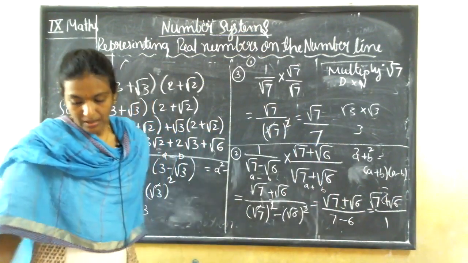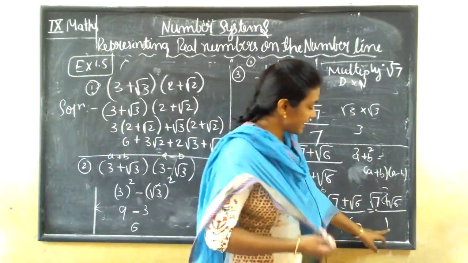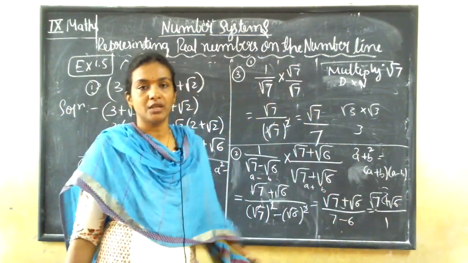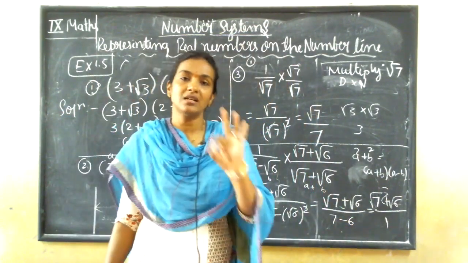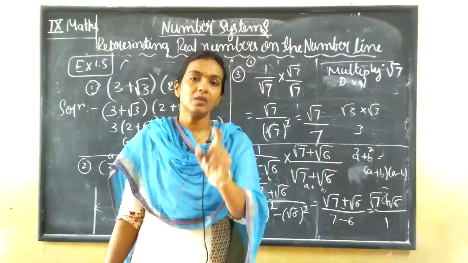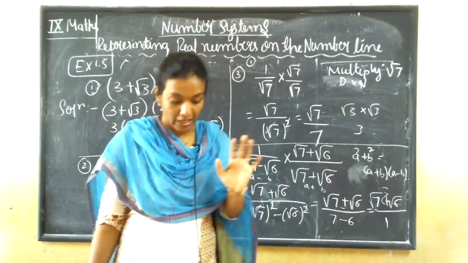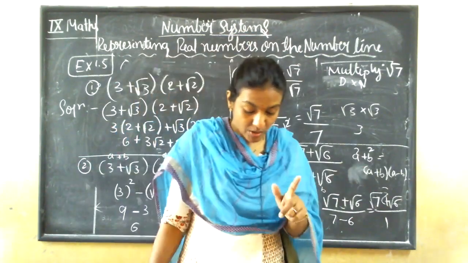Root 7 plus root 6 by 1. So again, you have to rationalize this denominator. This is how you need to do it. What we need to do here, only one trick is there. We just need to see the denominator place. Our point is just to rationalize the irrational denominator value here. Clear? This is about the exercise 1.5.